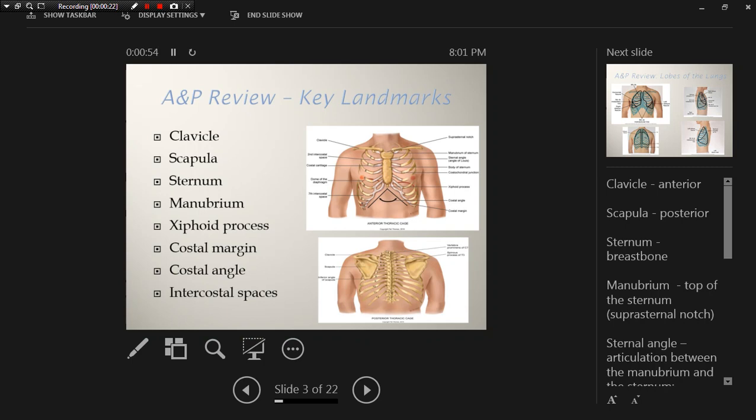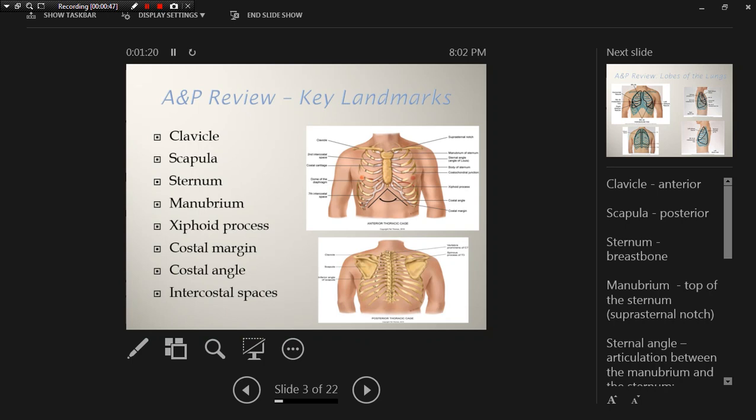Some key landmarks, obviously anteriorly, you're going to be focusing on the clavicle, posterior, the scapula, and really just so you're aware when you're listening to lung sounds or you're percussing that you're making sure that you're aware. Obviously, you're not going to hear anything through these sites. And when you're percussing, it's going to be a very flat sound because it's a bone.